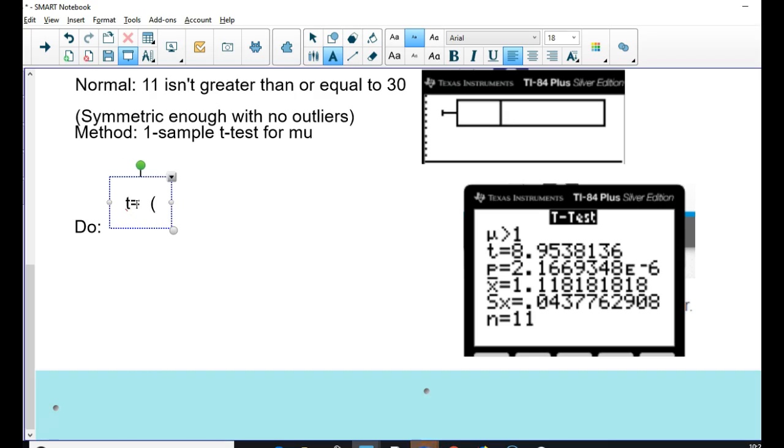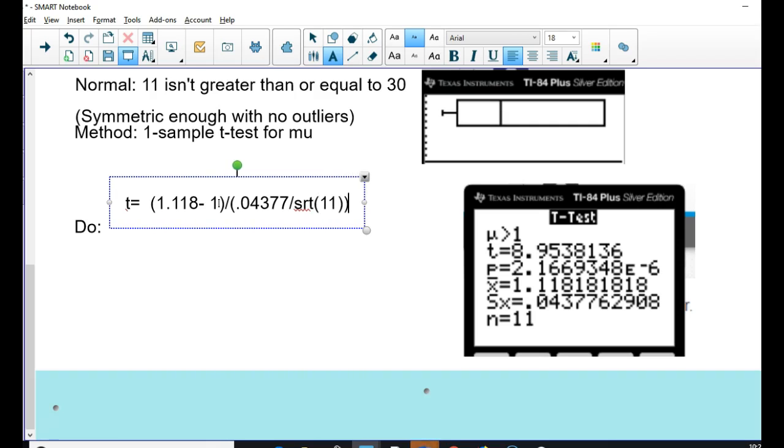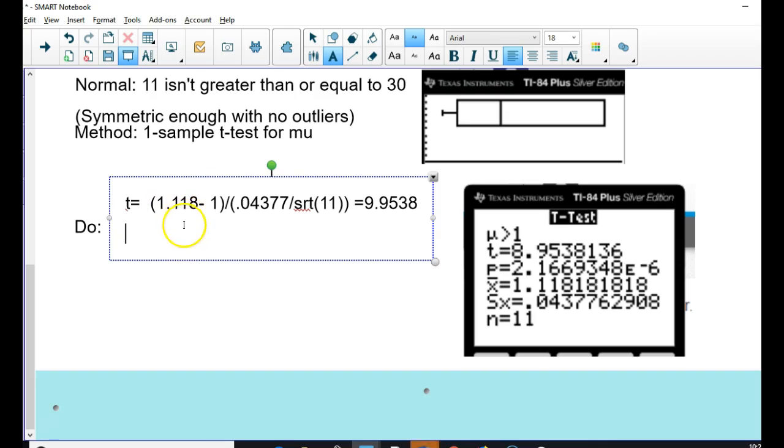and I'm going to put parentheses there. My x bar is 1.118 minus my mu, which is 1. Where did I get that? That's from the null hypothesis. So my observation minus my mean, that always comes from the null hypothesis, divided by my sigma. And my sigma is equal to 0.04377, divided by the square root of 11. And that whole t-score then is equal to 8.9538. That's going to be on the test, 1, 2, 3, 4 points.